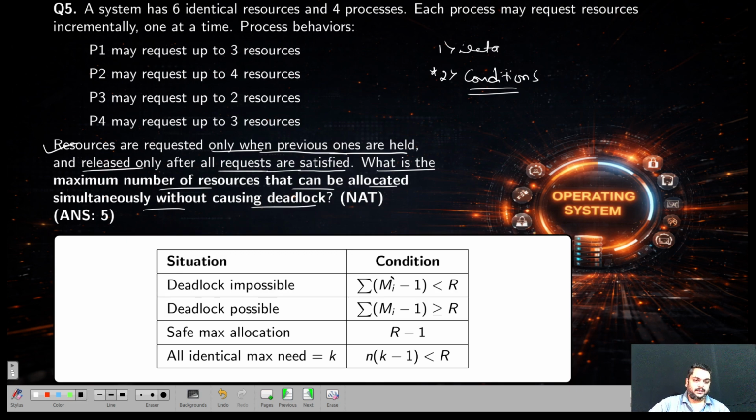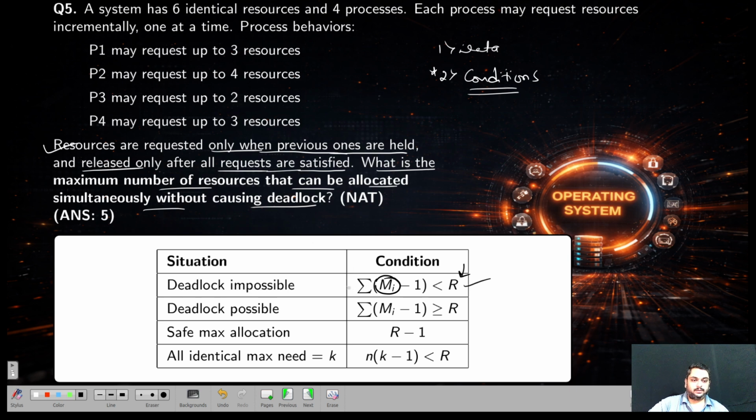So where Mi represents the maximum demand for each process i, which is less than R, the sum of all these minus 1 is less than R. This is the derivation. If you understood the formula, it's better you understand how you obtain that formula in your standard cases. The derivation is very important. That actually gives you a step-by-step idea of how to solve a problem. So these are the conditions for this problem.